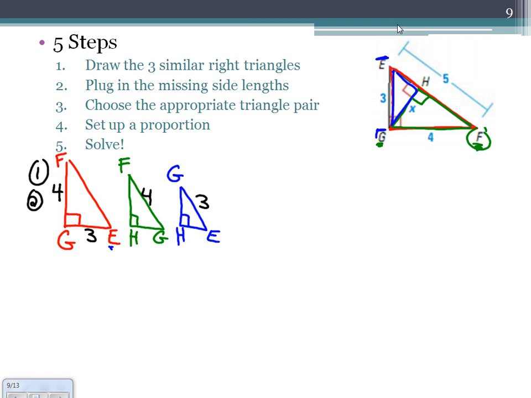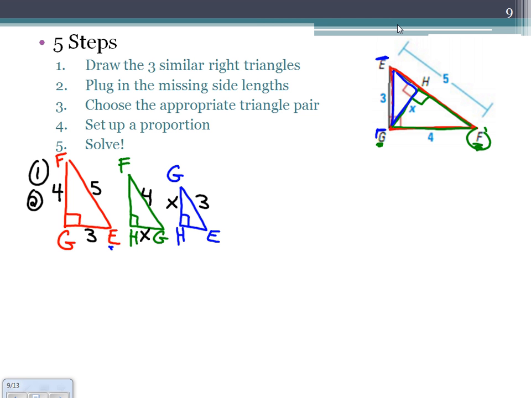Where does the 5 need to go? Is it going to go on red, green, or blue? Ernest? Red. What's that side called, Ernest? The hypotenuse. How do you know? It's the longest. It's also across from the... Where's it across from? The right angle. Very good. The last value we need to plug in is x, right? So x is HG. It shows up in the green, and it shows up in the blue. Does this make sense? Okay.